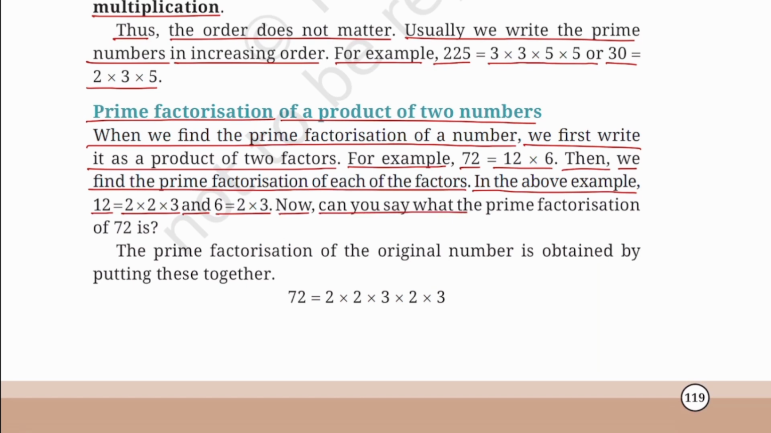Can you say what the prime factorization of 72 is? The prime factorization of the original number is obtained by putting these together. That is, 72 is equal to 2 into 2 into 3 into 2 into 3. This is for 12 and this is for 6.